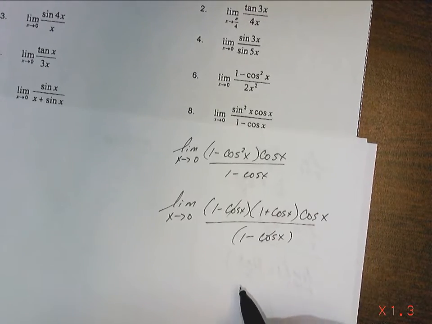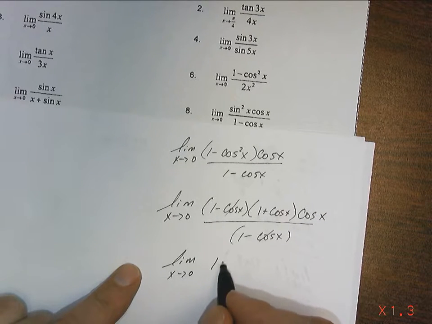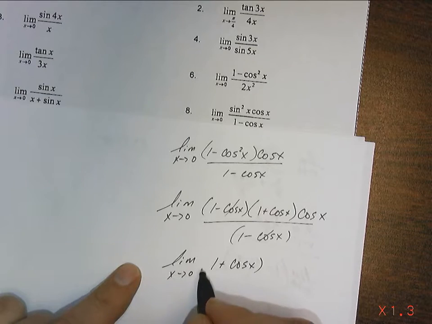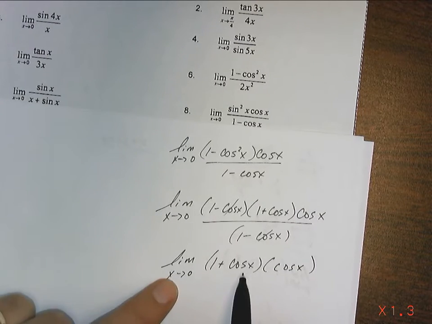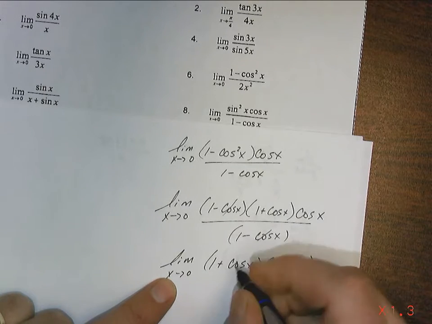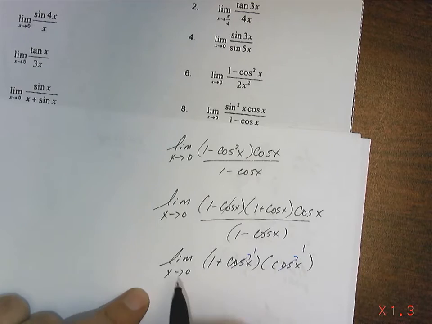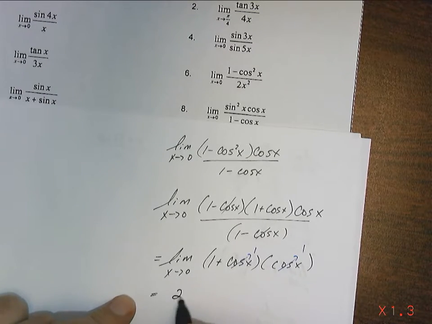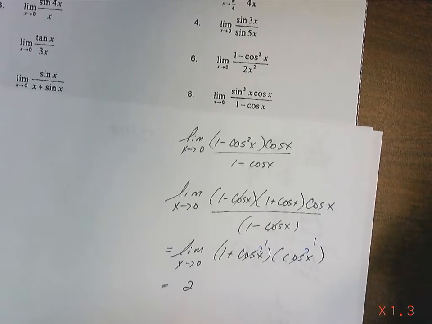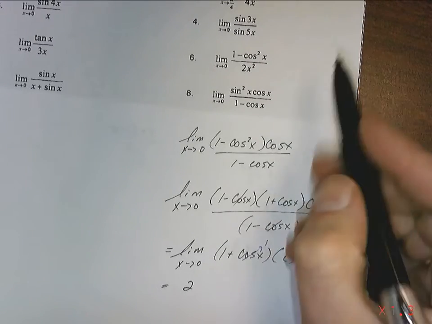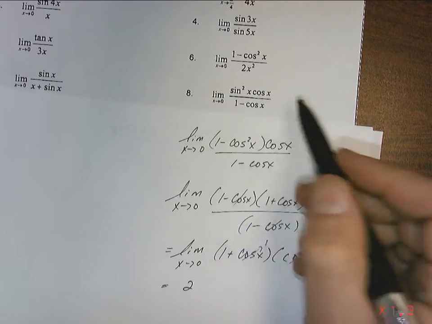Now, I have the limit as x approaches 0 of 1 plus cos x. As x approaches 0, cos x will approach 1, so I'm going to get an answer of 2. That's not the only way to do that, but it's kind of neat. There's other ways. You could also try multiplying by the conjugate, 1 plus cos x over top of 1 plus cos x, and work on that.